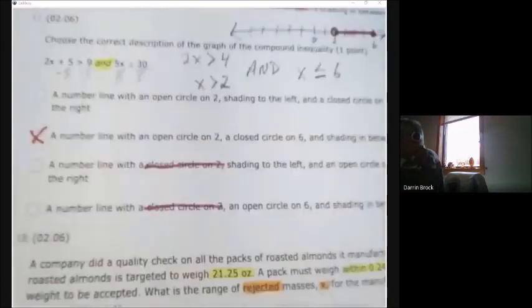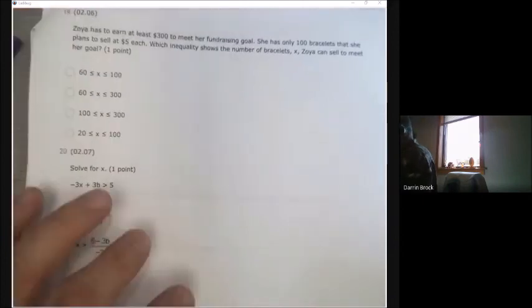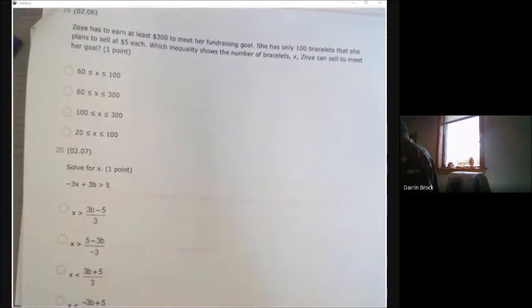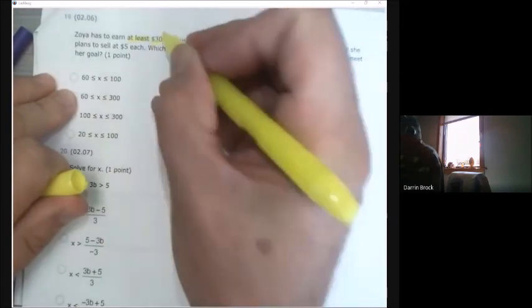All right, let's move on. We don't have many left. We're down to number 19. Zoya has to earn at least $300 to meet her fundraising goal. Okay, that's what she wants. She wants $300. At least, that's a key word. At least $300.